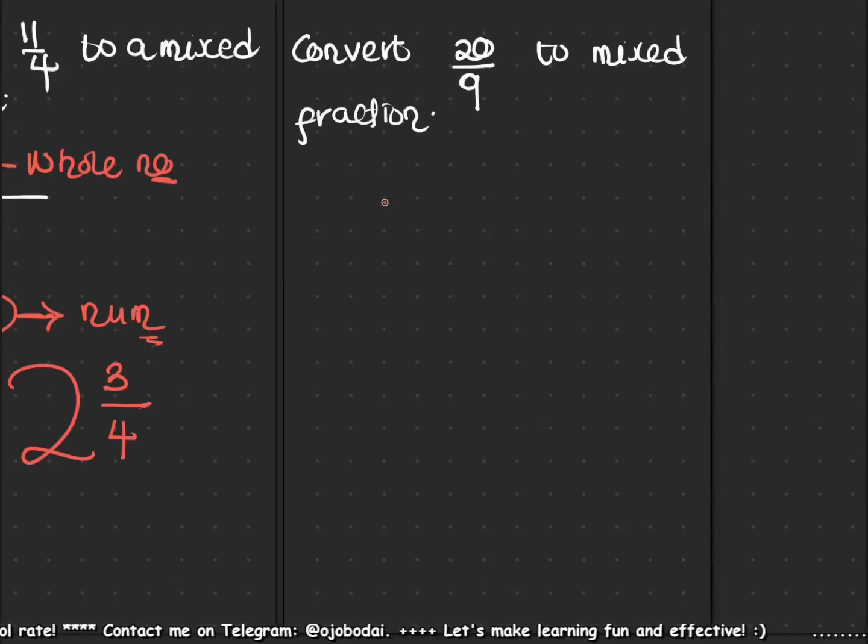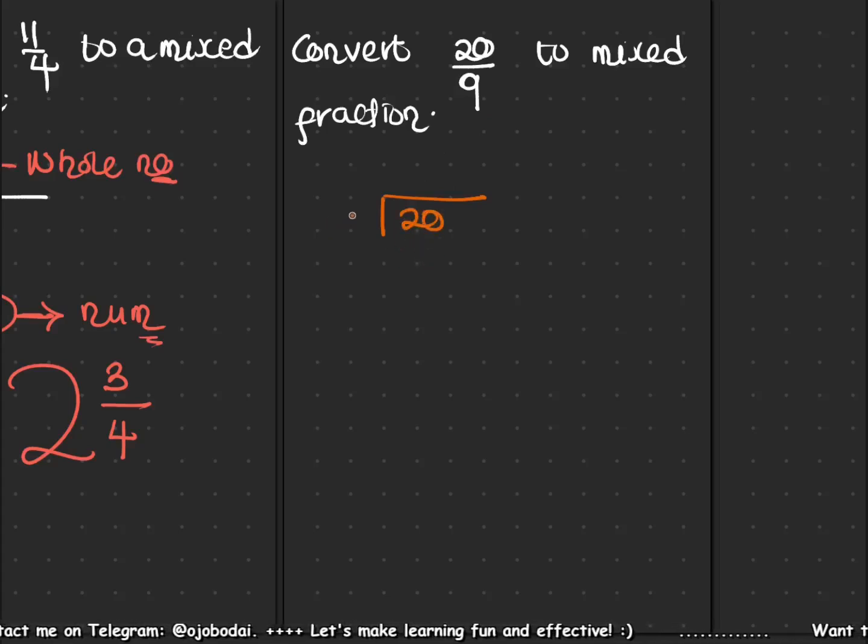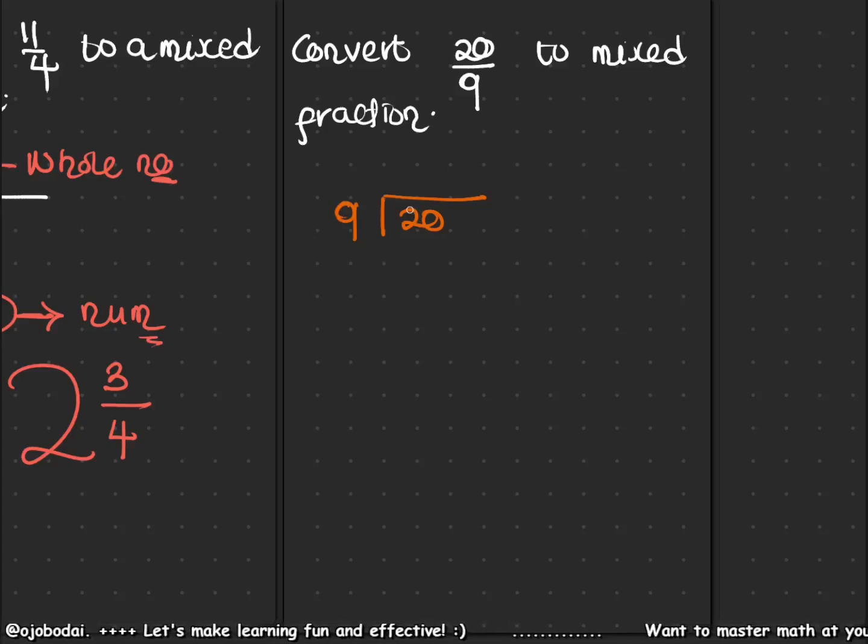Just as we have been doing, we'll do our division. So let's put down our long division symbol here. Our 20 is what we have inside, whilst 9 is our divisor. So we ask ourselves, 9 divides 20 how many times? We see our 9 timetable. 9 times 2 is 18, and that is the closest towards 20. So we put our 2 up here.